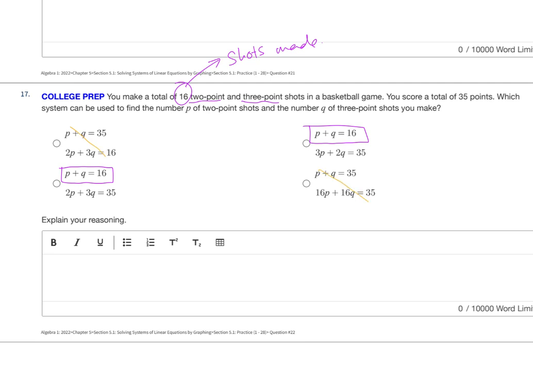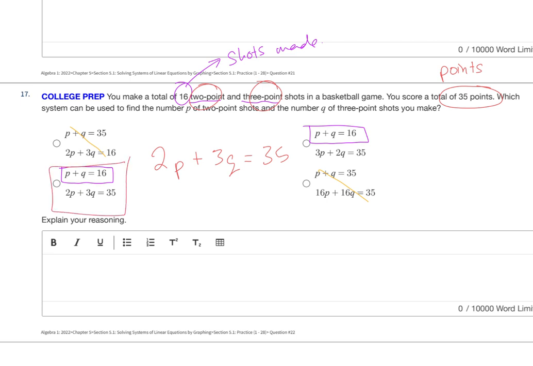Okay. Now, from there, this is the points. That's about the points. Now, speaking of points, there's a 2-point and a 3-point shot. So 2P plus 3Q is going to equal 35. And so, boom, it is this one.